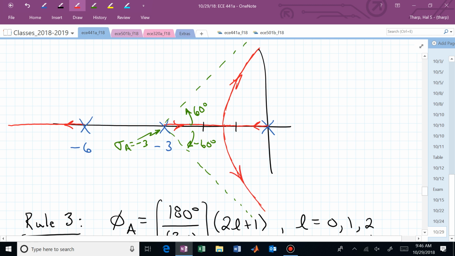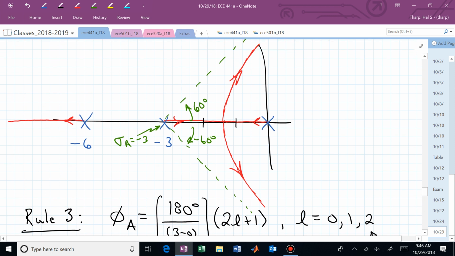And do you see that eventually we are going to have an imaginary axis crossing? If you can sketch this somewhat carefully, you can sort of eyeball what that imaginary axis crossing might actually be.